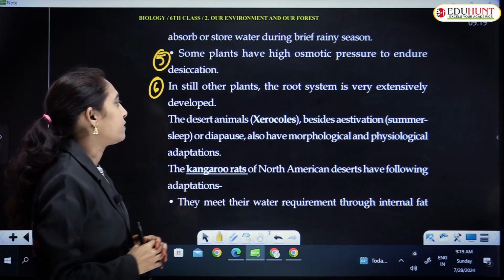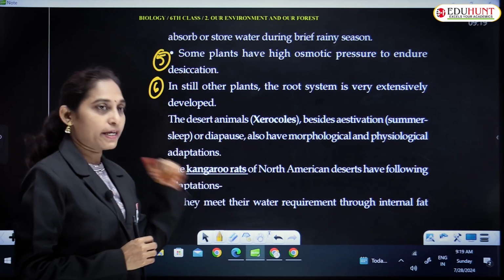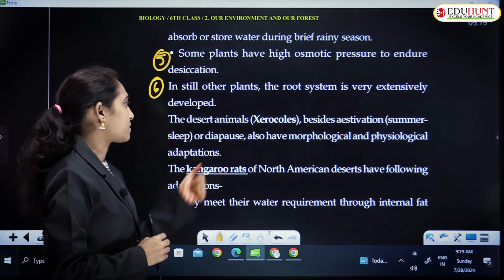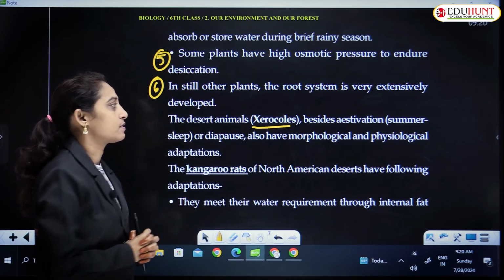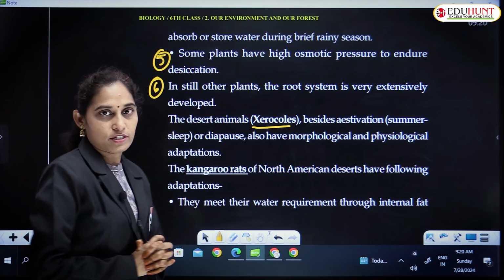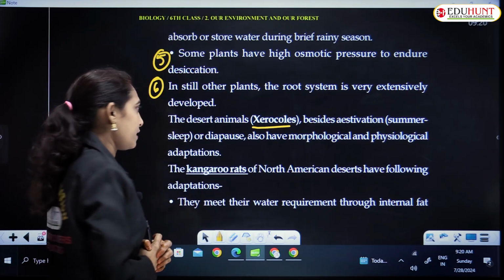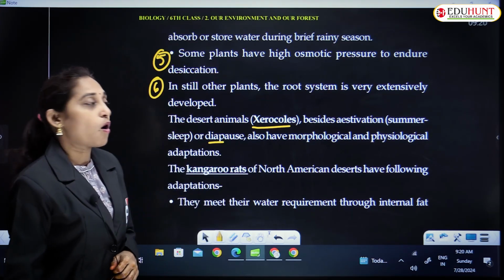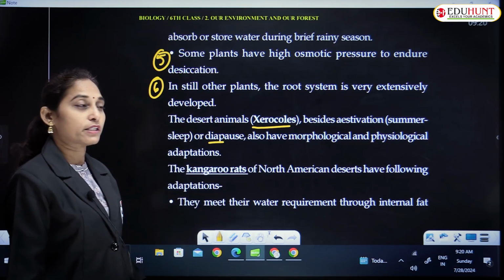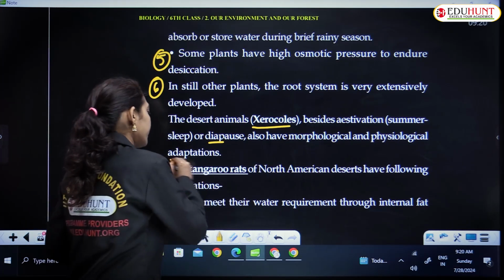And the next one, organisms which live in deserts, xerocoles, desert animals. Besides estivation, which is summer sleep or diapause, they also have morphological and physiological modifications and adaptations.